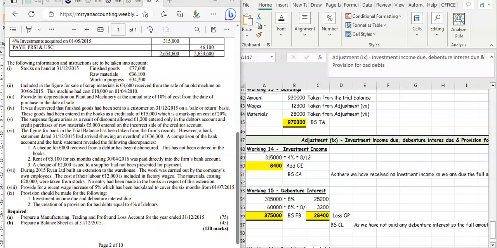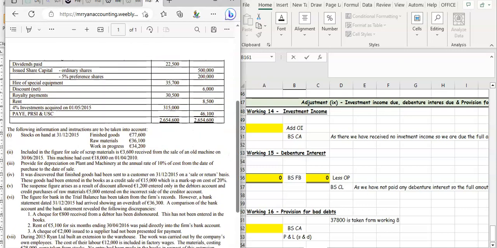Okay, so let's have a look at the last adjustment for Ryan Limited for manufacturing account 2016. We're going to break this up into 3 videos. It says provision shall be made for the following. So the first video will be on investing income due. Second video will be on debenture interest due, and the third one then will be creating a provision for bad debts. So the first one then, investing income due, will look something like this.